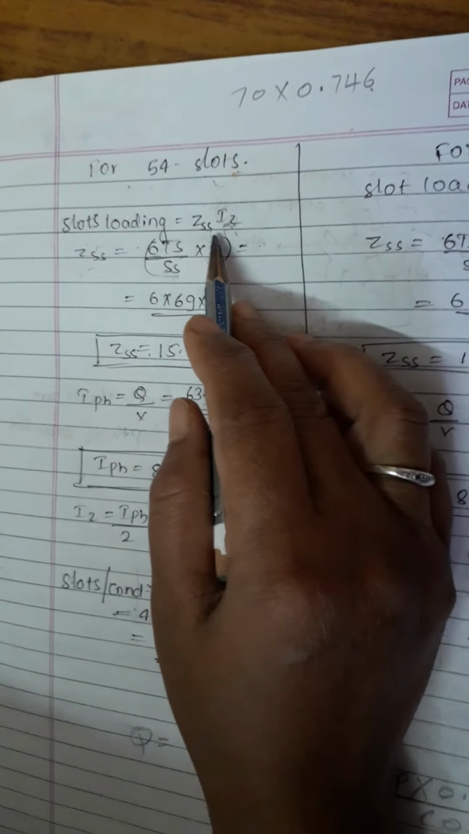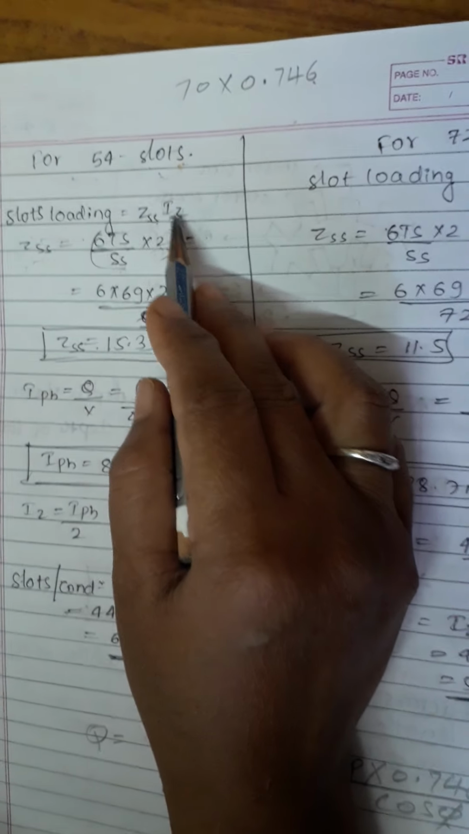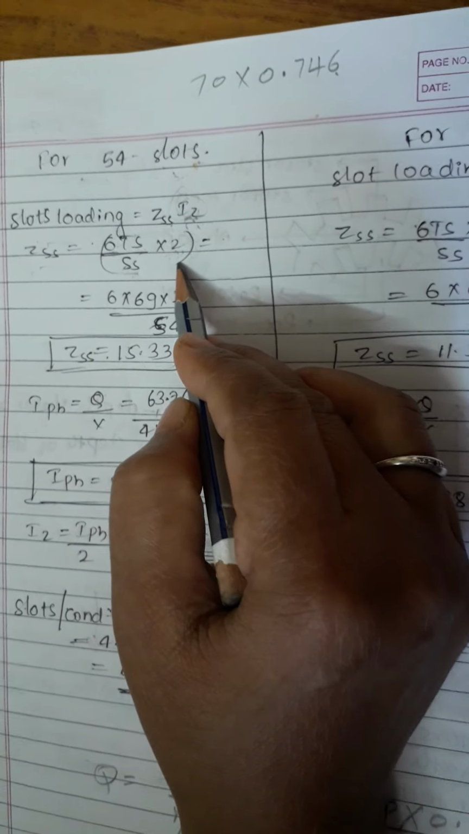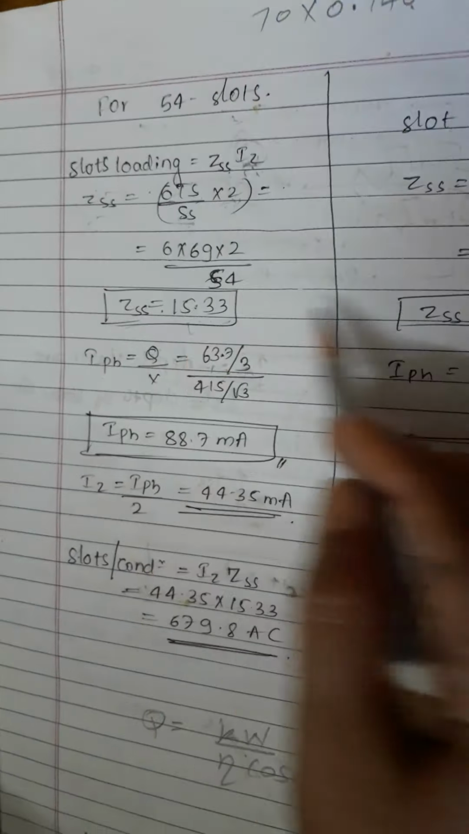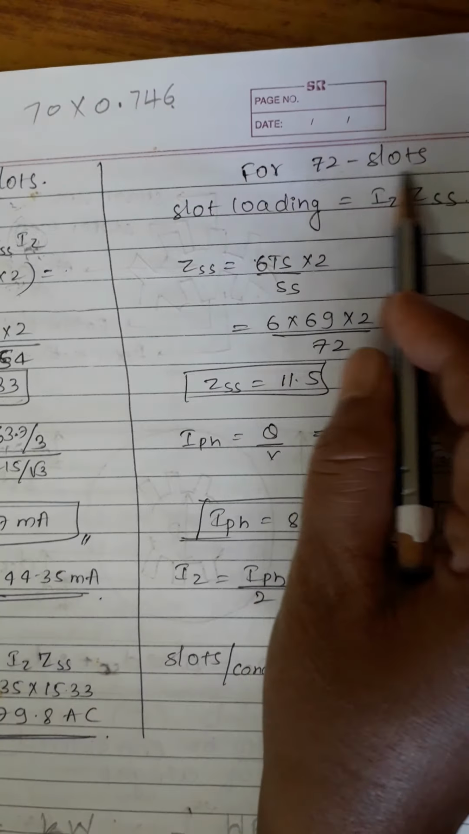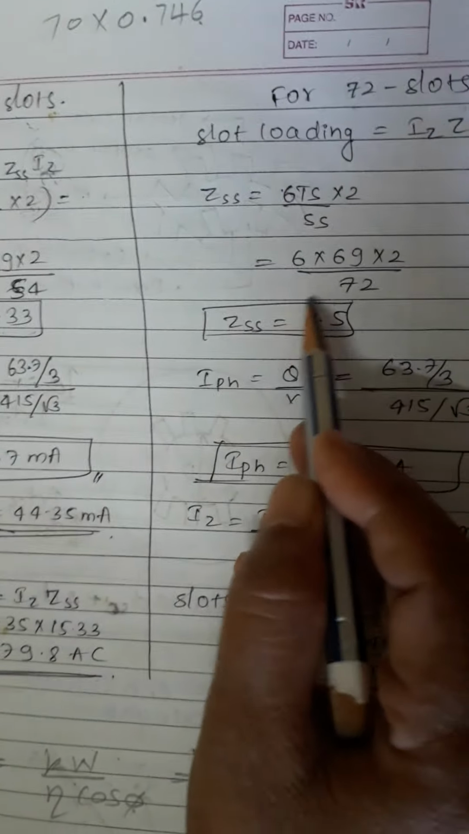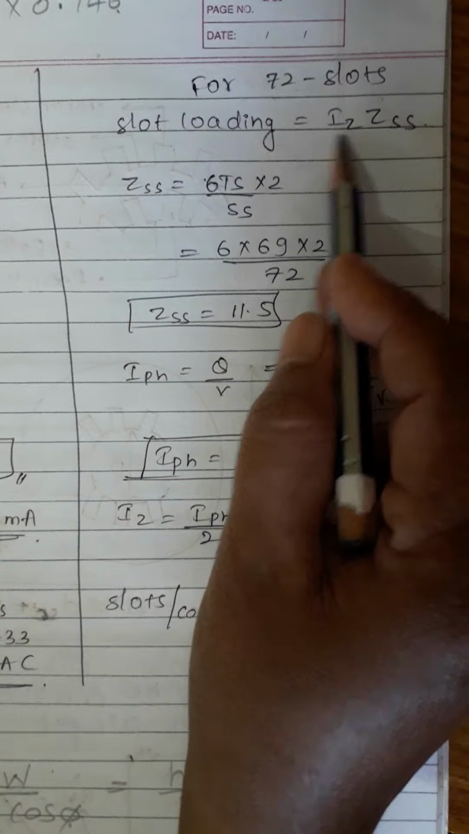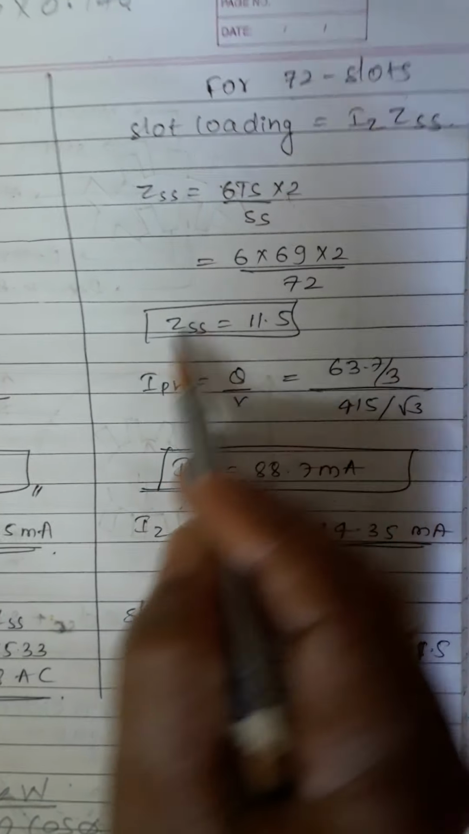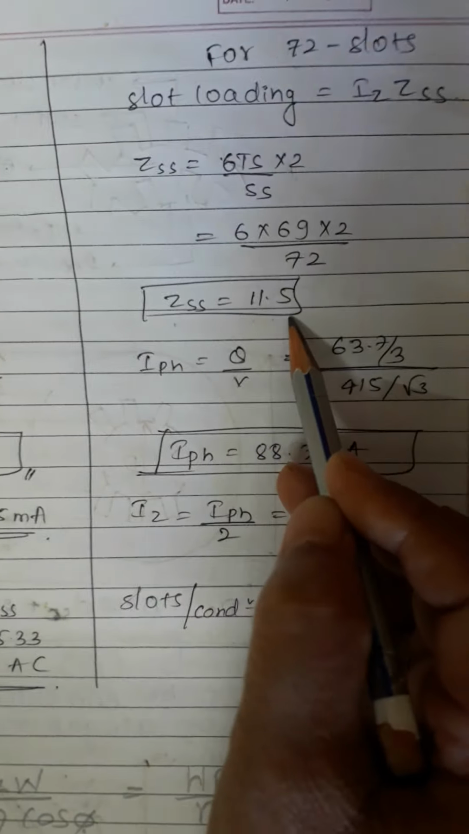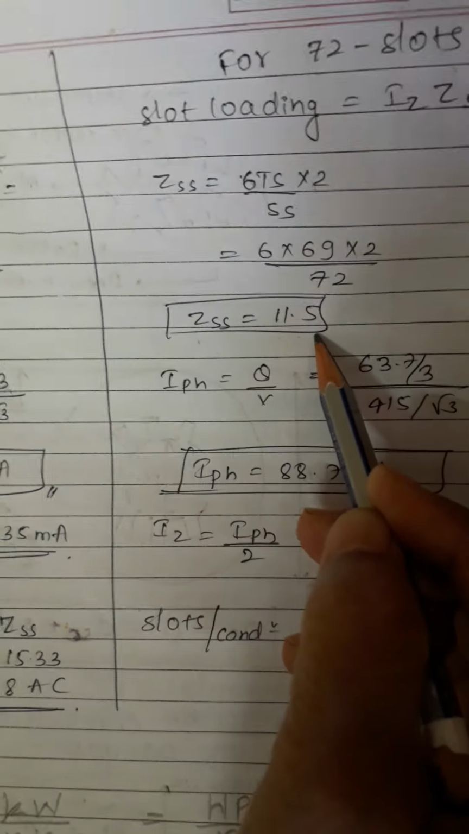Slot loading is equal to ZSS into IZ. Here IZ, with 2 parallel paths, we have to substitute 2. So ZSS we got 15.33. Similarly for 72 slots we have IZ is nothing but 2, and ZSS is equal to 11.5. The same formula we have to apply here.